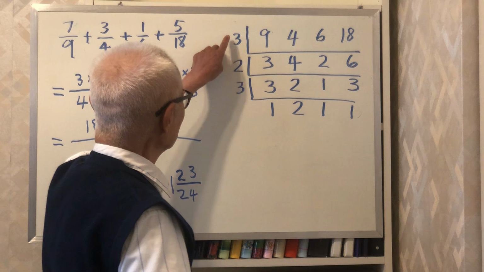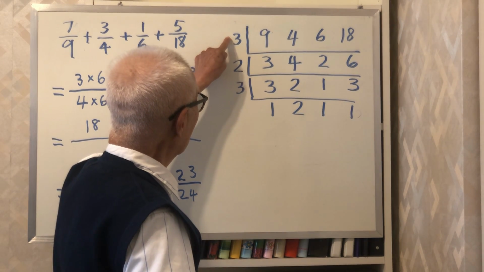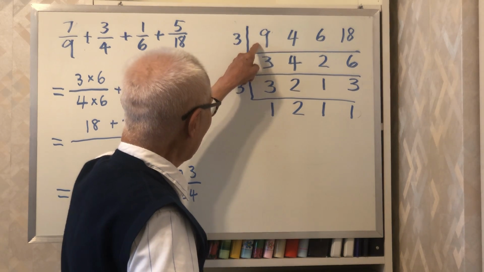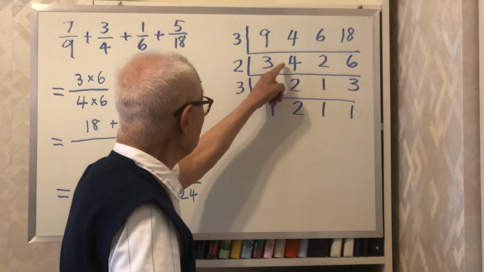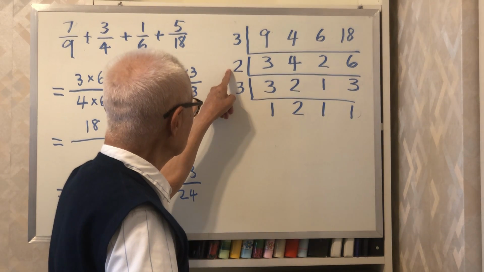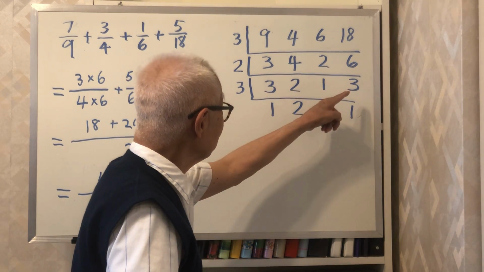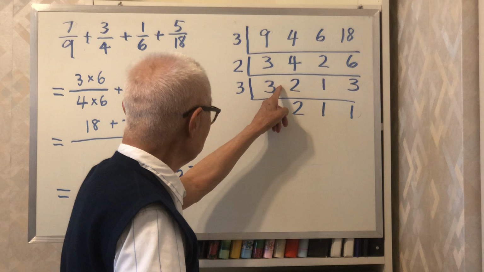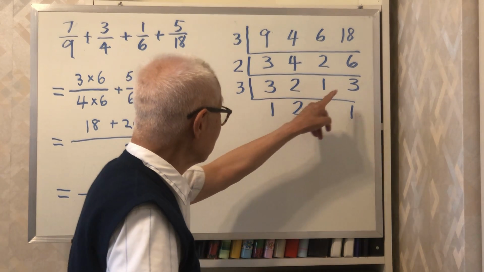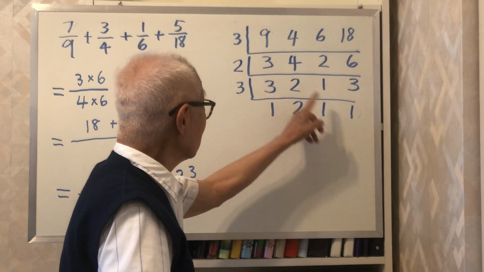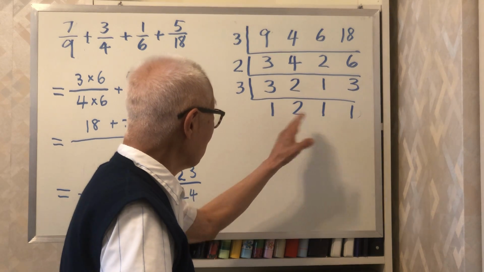Let's look at this. 3 is a factor for 9, 6, and 18. You just repeat 4. 2 is a factor among 4 to 6. And you just repeat the 3. Now 3 is a factor between these two numbers, 3 and 3. So you just repeat 2 and 1. So there is no more factor.